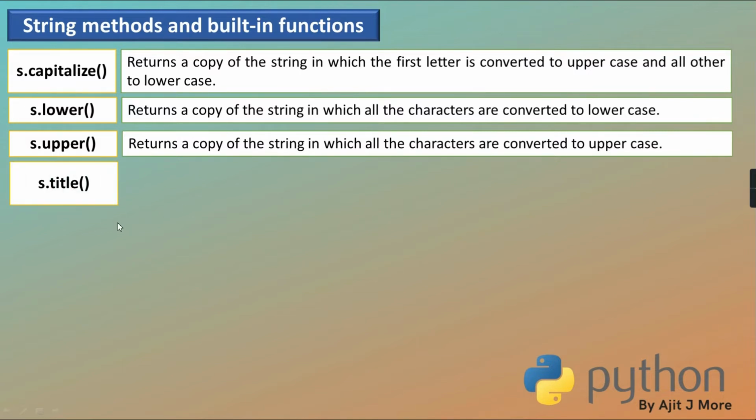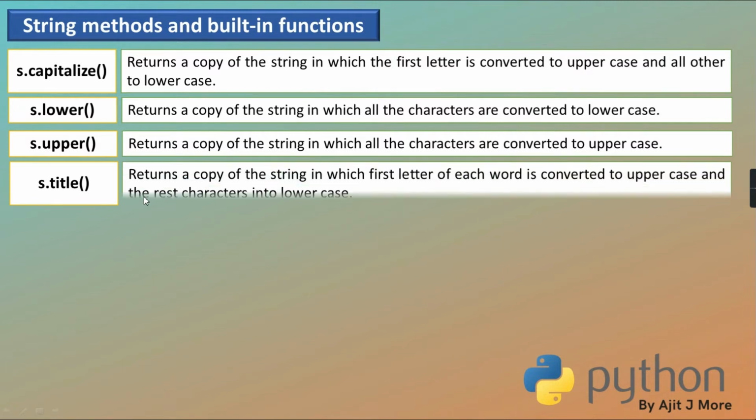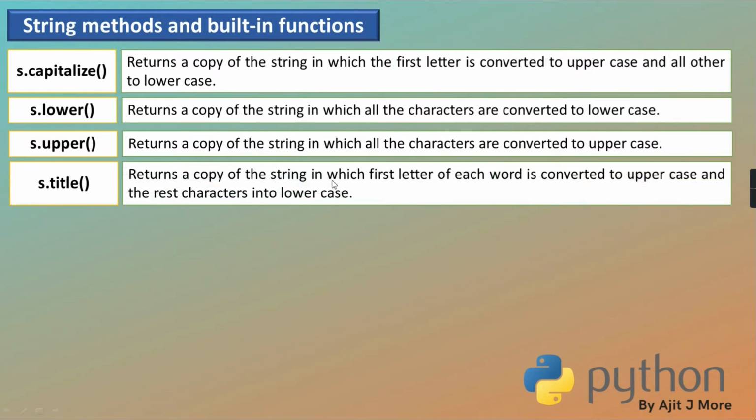Then we have title. Now title and capitalize might be somewhat confusing. Title will convert the first letter of each word to uppercase and all other characters to lowercase. So each and every word's first letter is converted to upper and all others to lower. It returns a copy of the string in which the first letter of each word is converted to upper and the rest of the characters into lower.